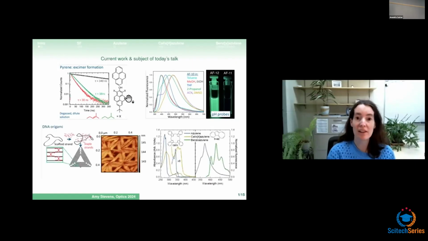We also have delved into DNA origami, where you take scaffolds, or long strands of single-stranded DNA, along with short staple strands. You combine them together to make any structure you can imagine. Here I'm showing an atomic force microscopy image of our 2D triangles. But right now I'm going to tell you a little bit about our spectroscopy measurements on azulene.